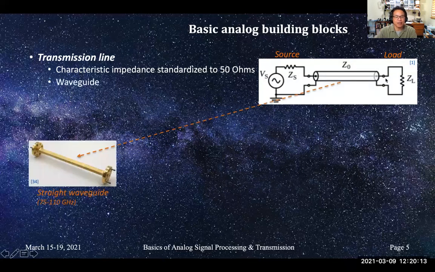Okay, here are some examples of 50 ohm transmission lines. Here's straight waveguide. It's rigid, can't be bent.